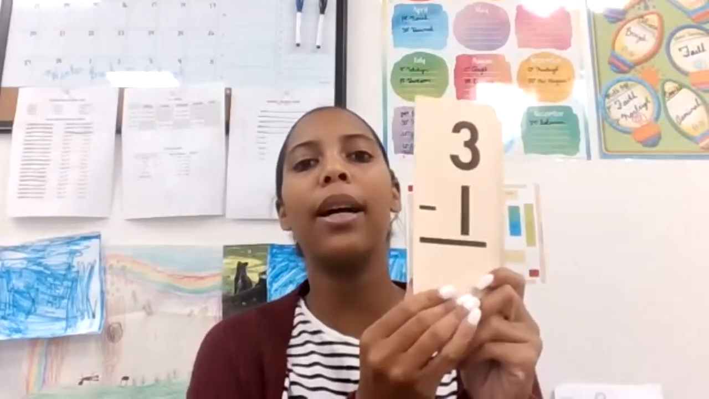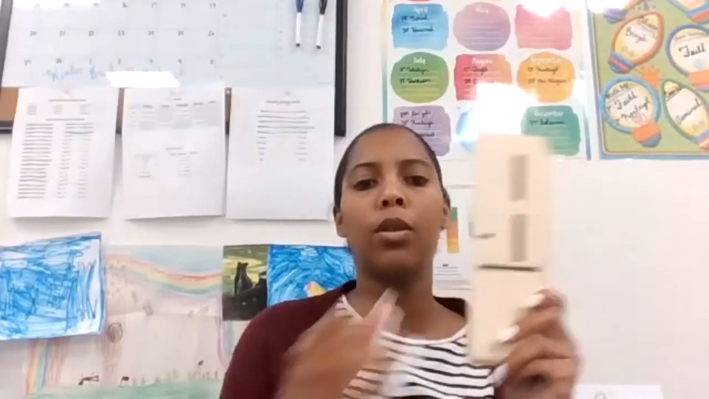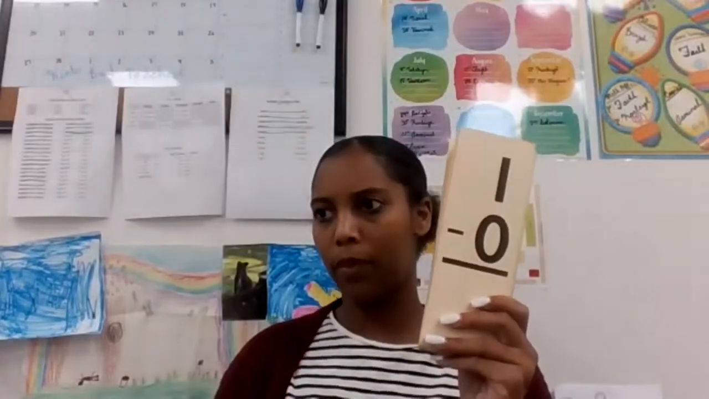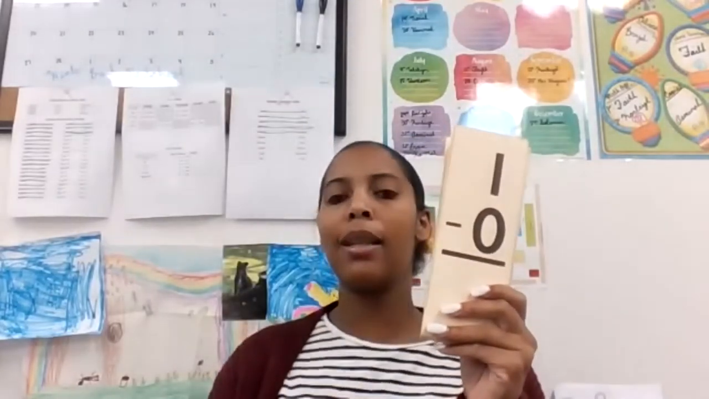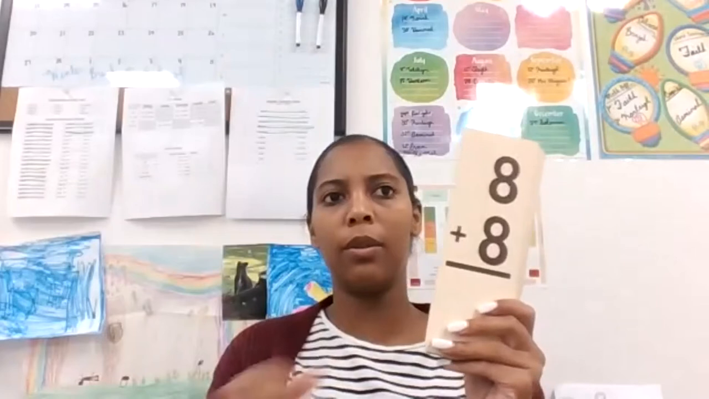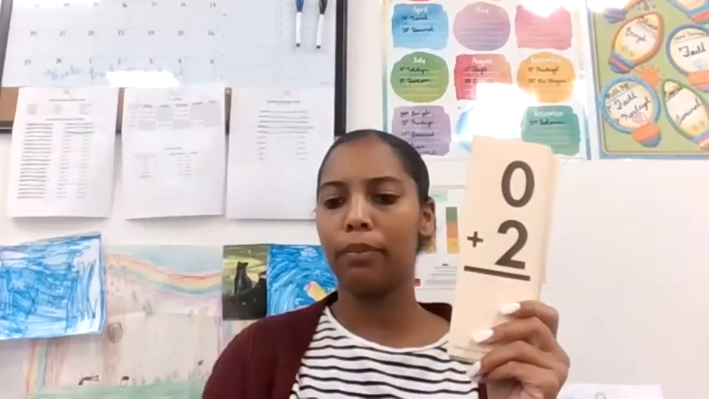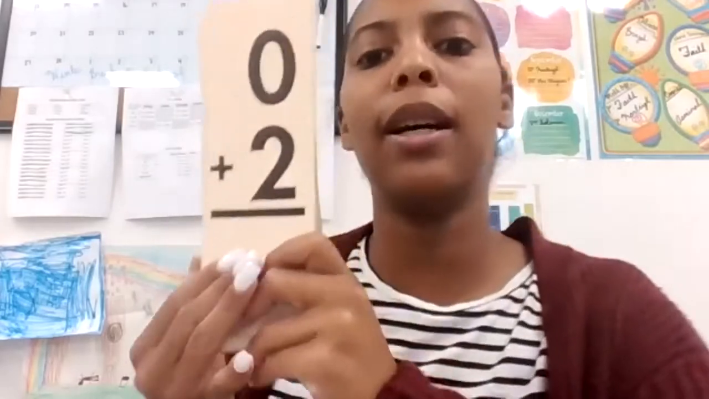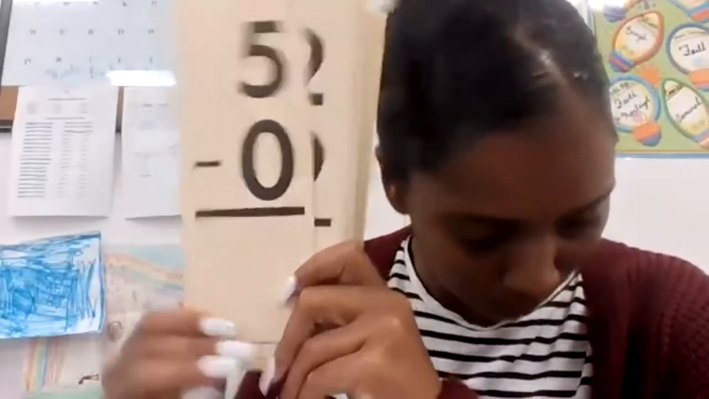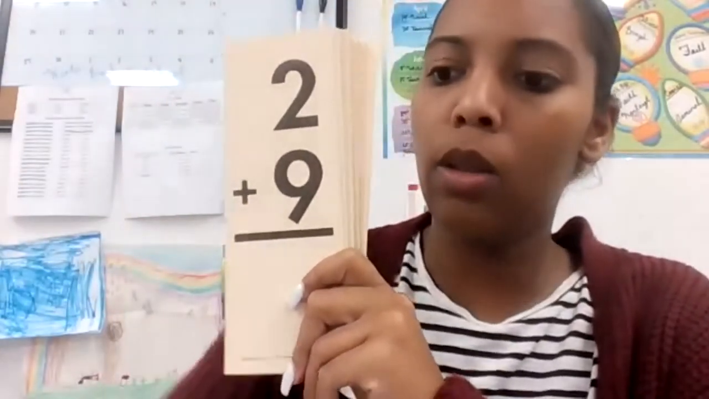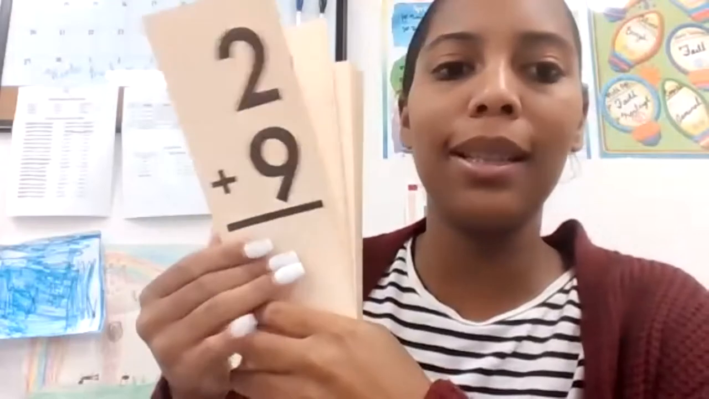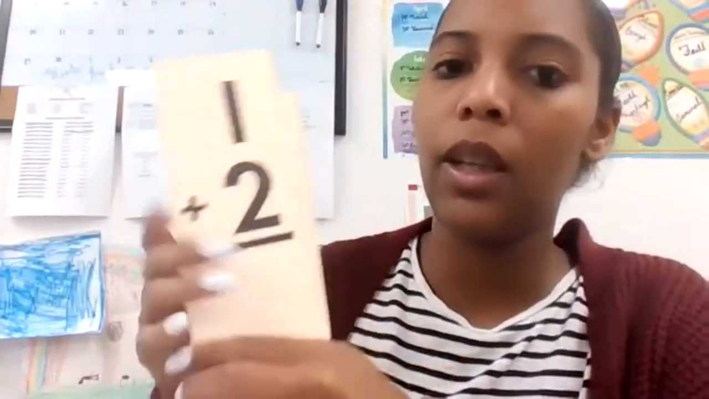3 minus 1 equals 3. Nope. 3 minus 1 equals 2. 1 minus 1 equals 0. 1 minus 0 equals 1. 8 plus 8 equals 6. 0 plus 2 equals 2. 5 minus 0 equals 5. 2 plus 9 equals 7.